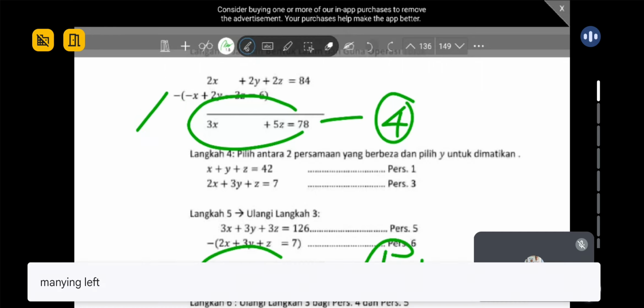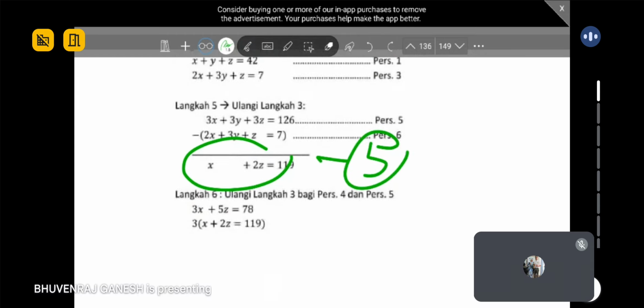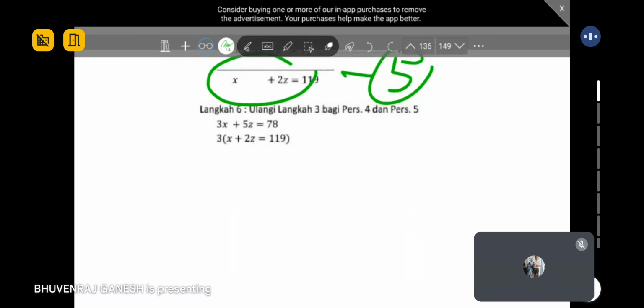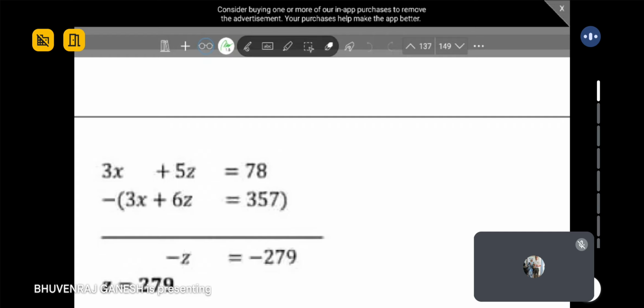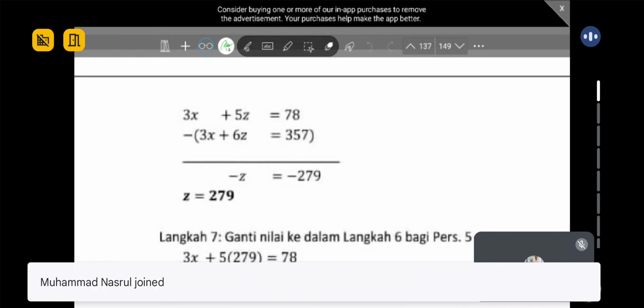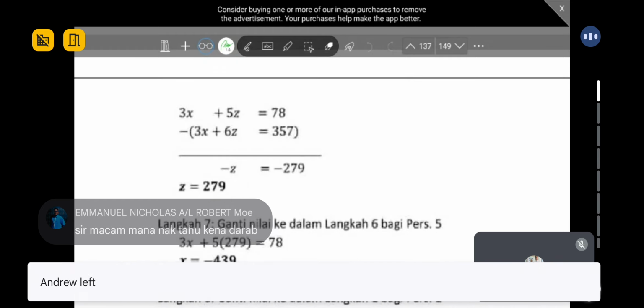Alright, so you do it as usual. Okay, just times the second equation by 3. Okay, multiply it by 3. Okay, and then after that, you will get something like this. Okay, so you have got the value of Z. Okay, you already solved the Z value.